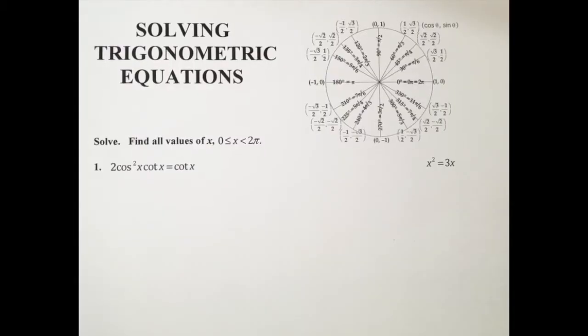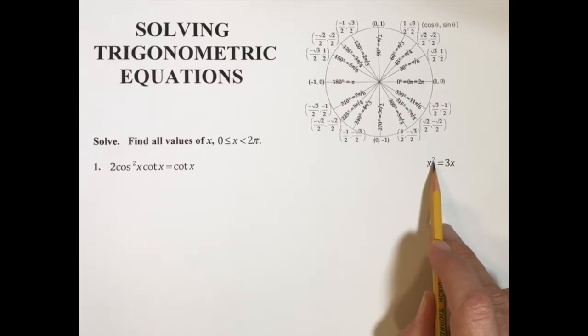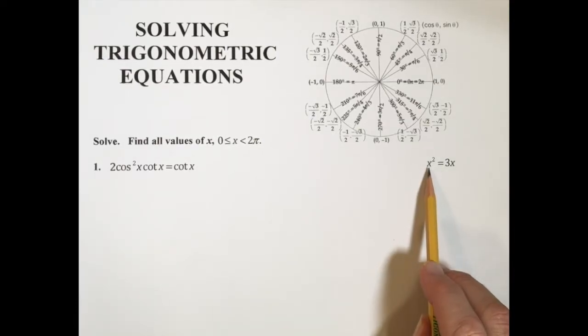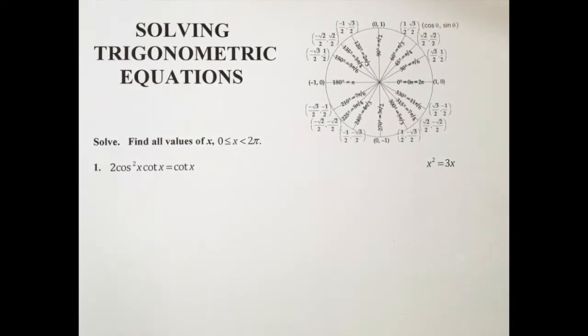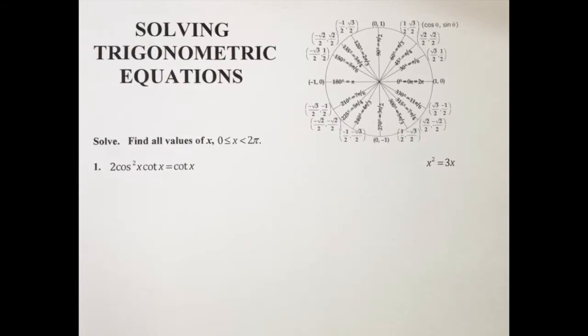This is our second lesson on solving trigonometric equations, and before we get started, I'd like to take a look over here. I'm hoping you know how many correct solutions this equation has. It's a quadratic equation. It should have 2 correct solutions. 0 is 1 correct solution, 0 squared is 0, and 3 times 0 is 0. And positive 3 is also a correct solution. 3 squared is 9, and 3 times 3 is 9.